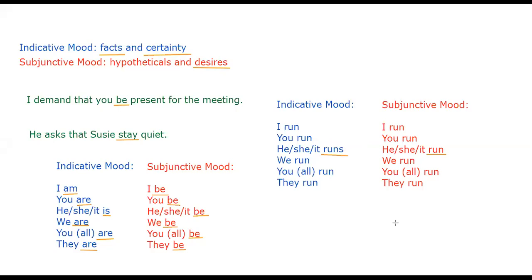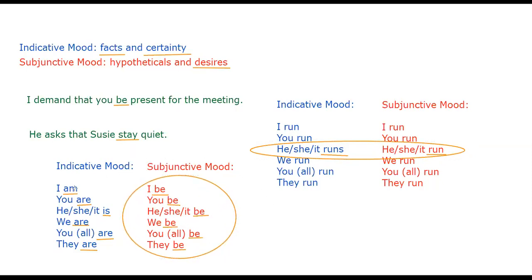So, be is a special verb here because it's different in all situations. This is the only verb where all the conjugations are different. But for every other verb, it doesn't matter what verb it is, only the third person singular changes. But for be, the whole thing is different.